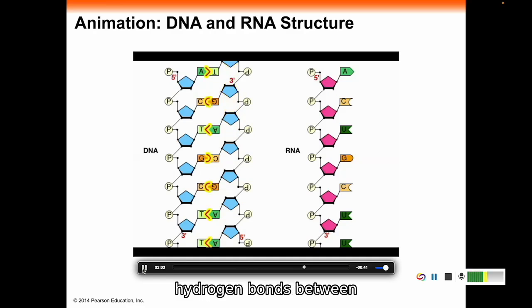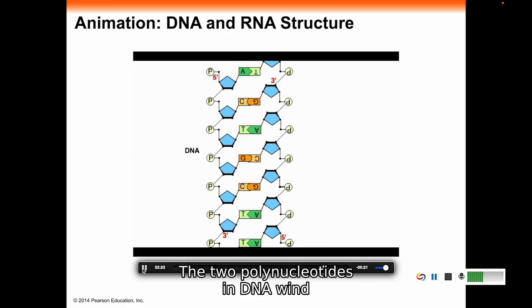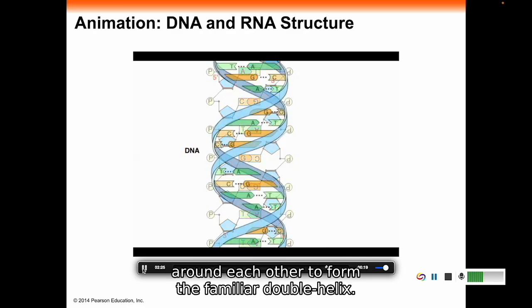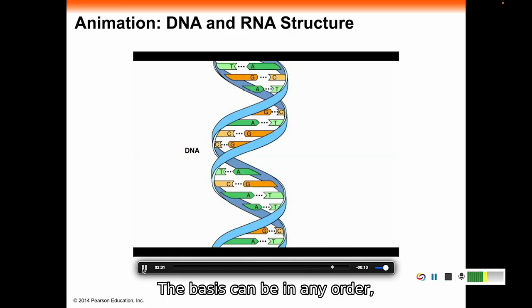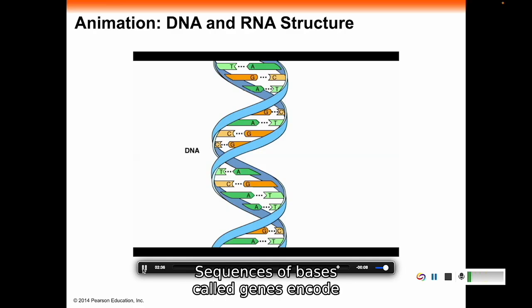Held together by hydrogen bonds between the nitrogenous bases on opposite strands. Because of their sizes, shapes, and arrangement of polar groups, the DNA bases form complementary pairs. Adenine pairs with thymine, and cytosine pairs with guanine. The 2 polynucleotides in DNA wind around each other to form the familiar double helix. The bases can be in any order, like the letters of the alphabet. However, the base sequence is significant. Sequences of bases called genes encode the instructions for the structure and function of an organism.